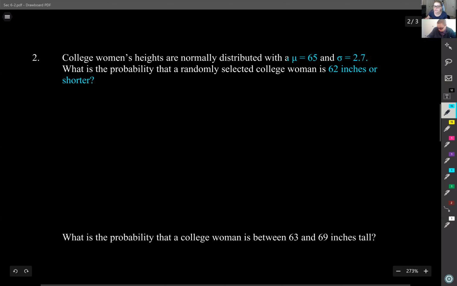I didn't say this, but you just need to do the first one, not the second one that asks for the probability that a woman is between 63 and 69 inches tall. So just work on the first one for now.